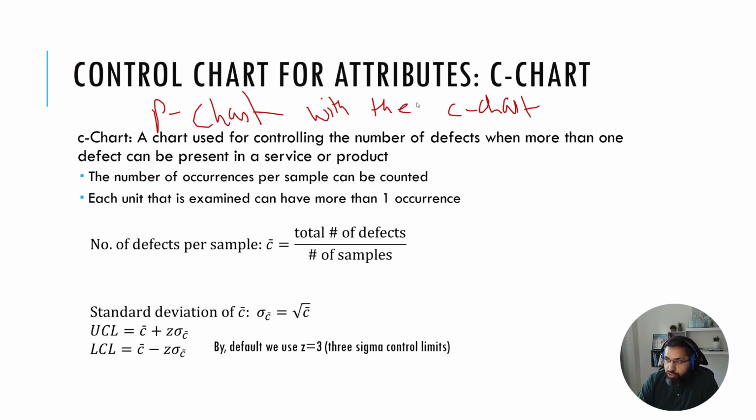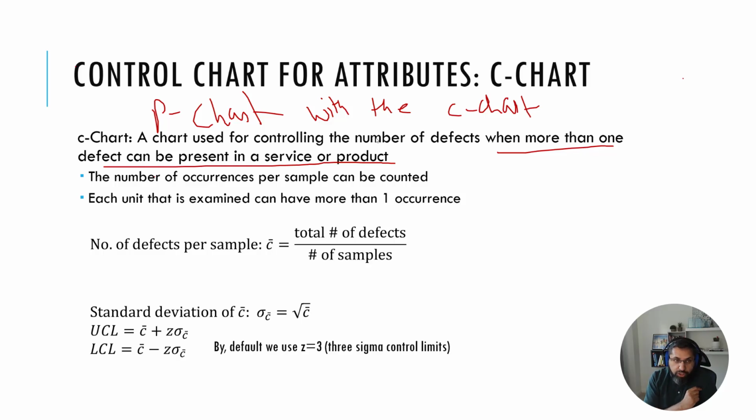A C chart is a chart used for controlling the number of defects when more than one defect can be present in a service or a product. So remember, in the P chart, it was just defective or not defective. Each unit was giving us 0 or 1. We summarized the data for the whole sample as the number of defects in the whole sample, but that's summarizing the zeros and ones. Each data point was a 0 or 1.